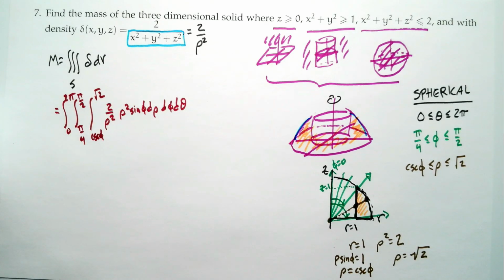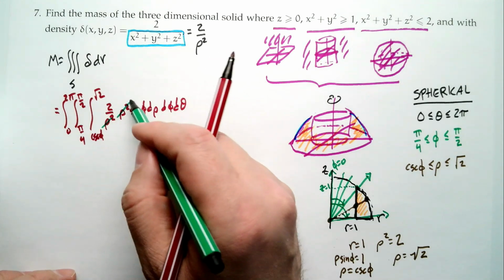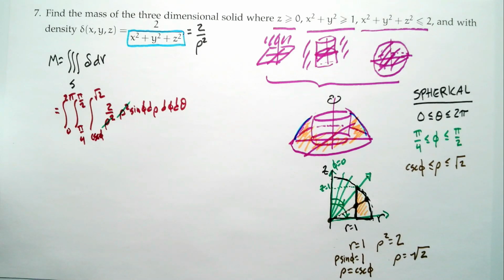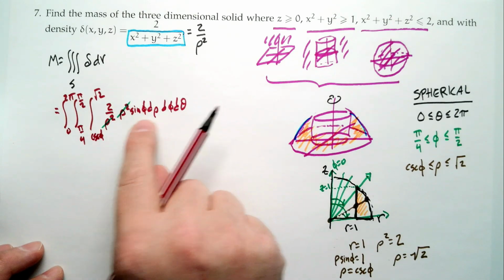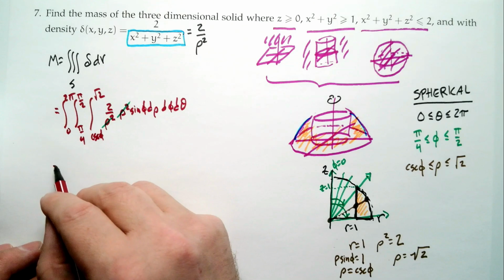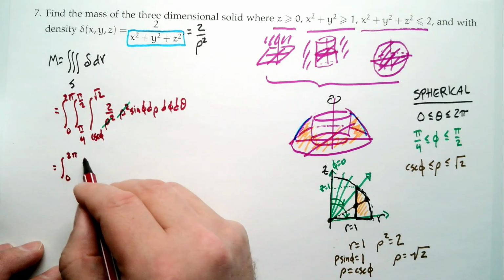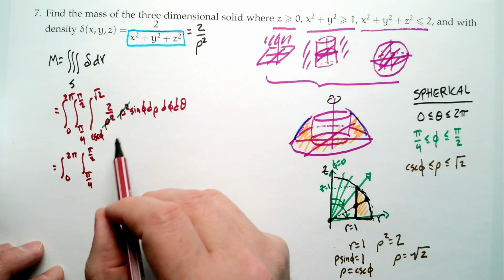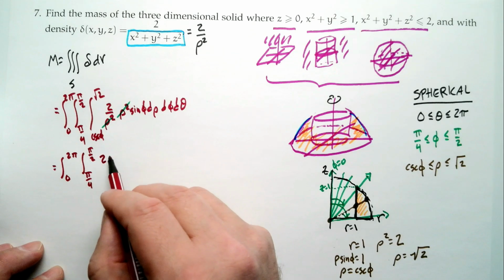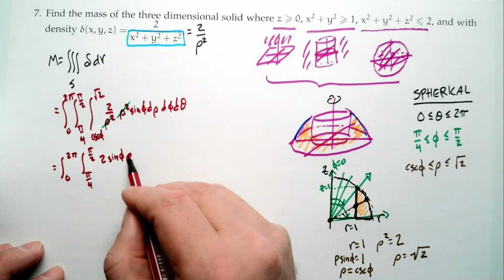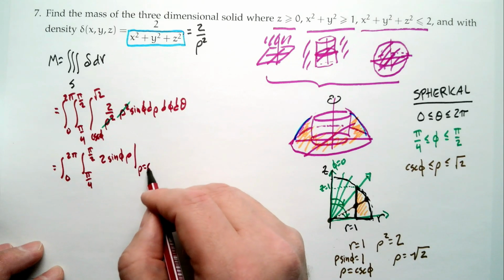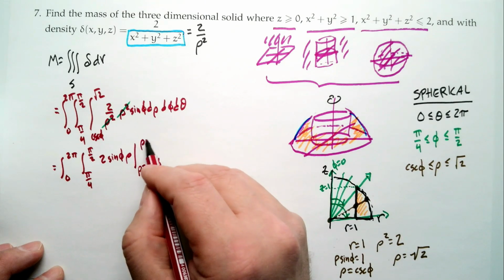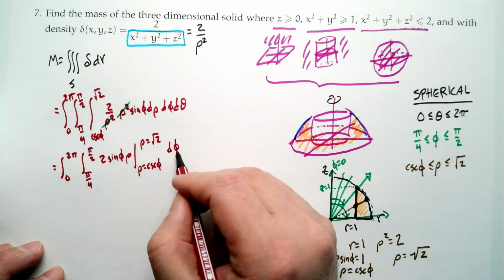Okay, now you'll notice that our density is very convenient. The rho squareds cancel out, almost as if it was meant to be. So when we're integrating d rho, there's no rho. So that makes it a really easy thing to integrate. So 0 to 2 pi, pi over 4, pi over 2. And then what do we get? We get this 2 is left. We get sine of phi. And then we get rho evaluated from rho equals cosecant phi to rho equals root 2 d phi d theta.